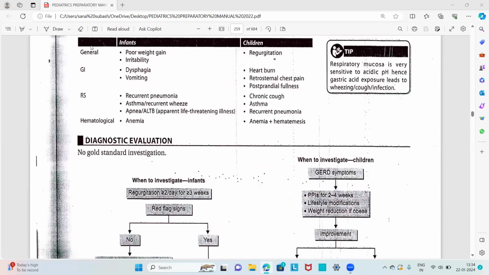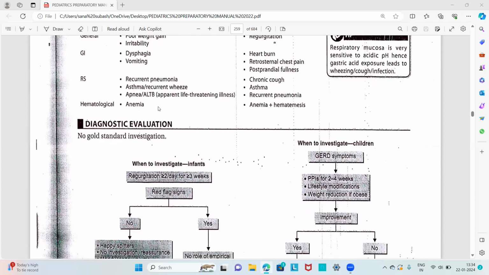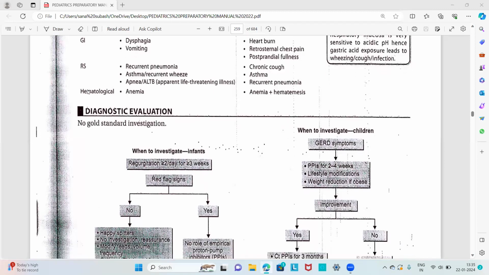That is, general features are there both in infants and children. Then GI symptoms, respiratory symptoms, and hematological symptoms are there. The respiratory symptoms are due to this involuntary backflow, which results in aspiration of these contents into the trachea, that results in aspiration pneumonia, and certain features regarding the respiratory symptoms.